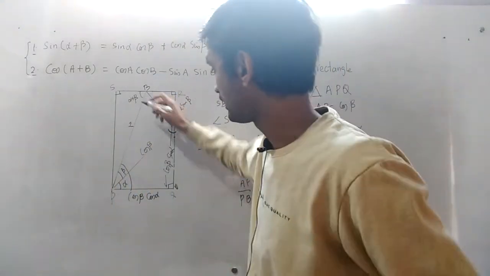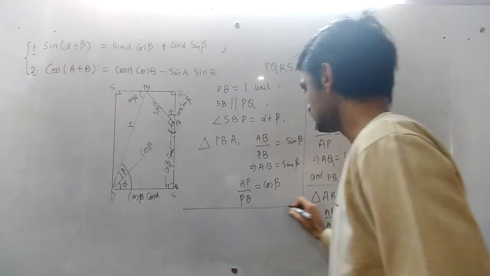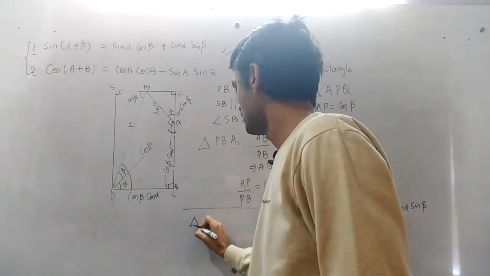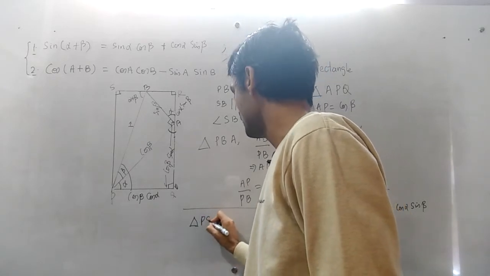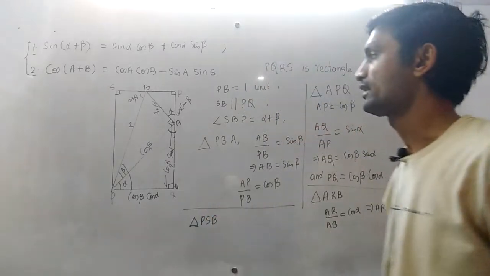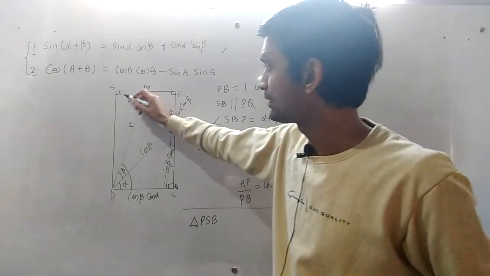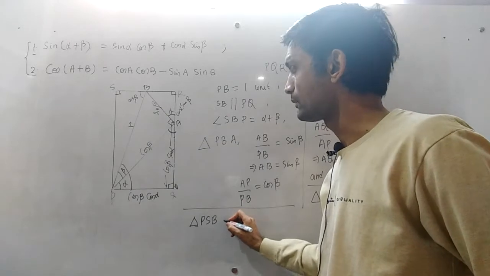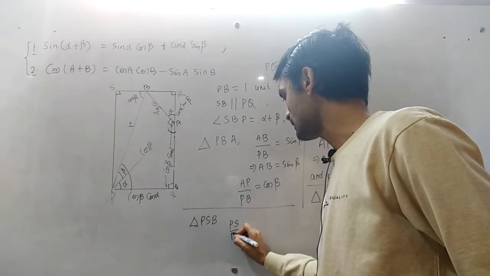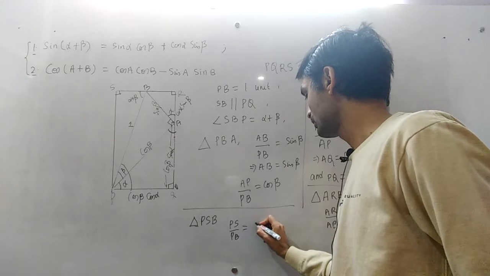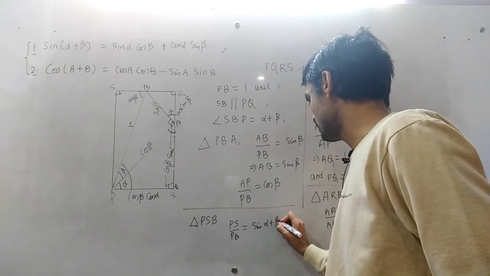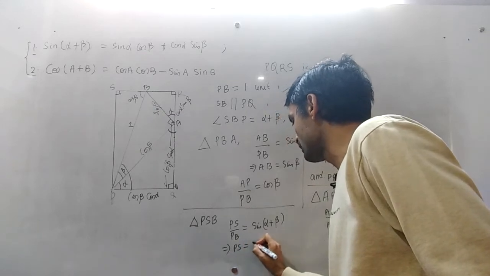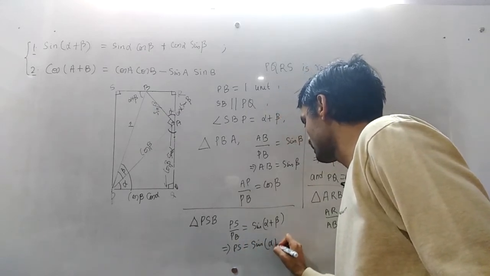So if you see in this right angle triangle PSB, this is the 90 degree and this PB is 1. Okay. So what about PS? PS upon PB is equal to sin alpha plus beta, and that means PS is equal to sin alpha plus beta.